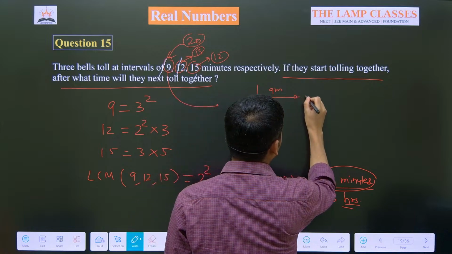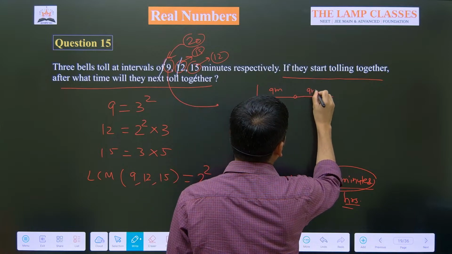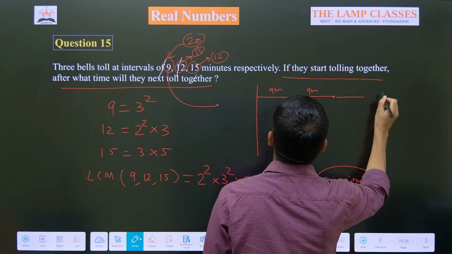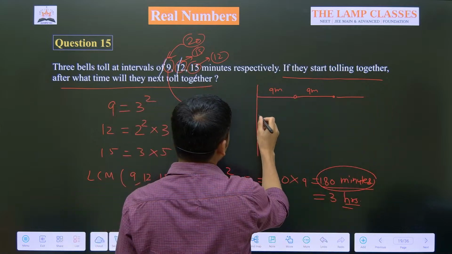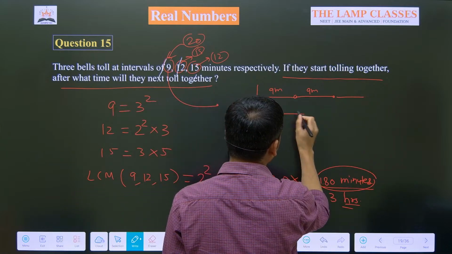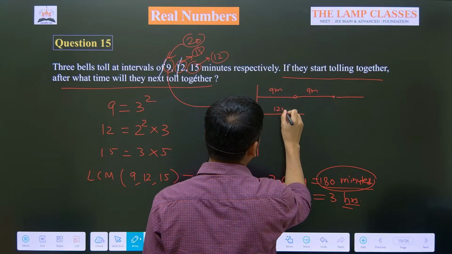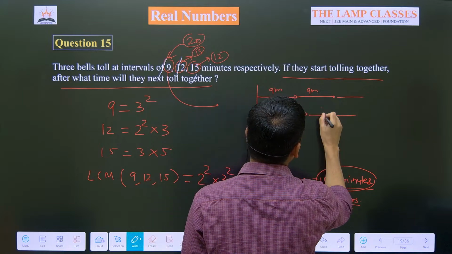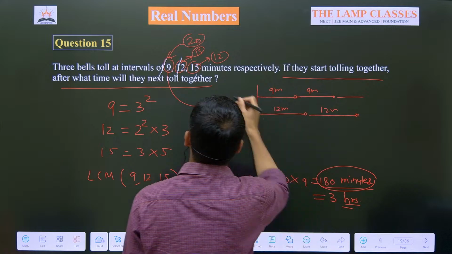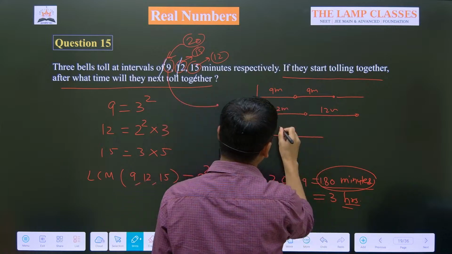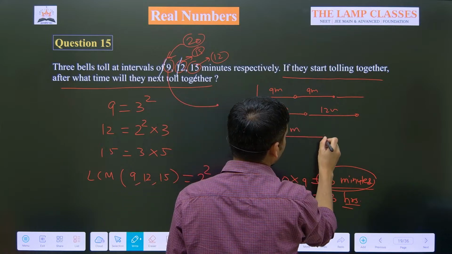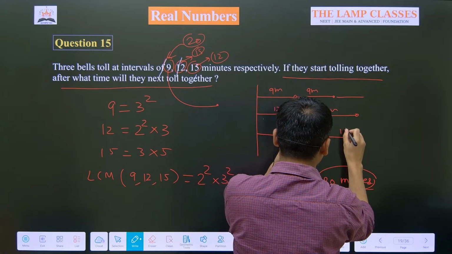Then he will run for another 9 meter and then take the rest, and so on. Similarly, the second person will take the rest after walking for 12 meter, then again after 12 meter. Are you getting it? And then the third person will walk for 15 meter and then take rest, again 15 meter and then take the rest.